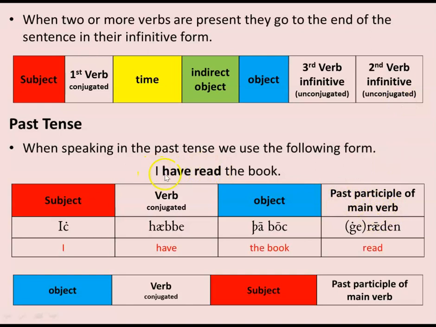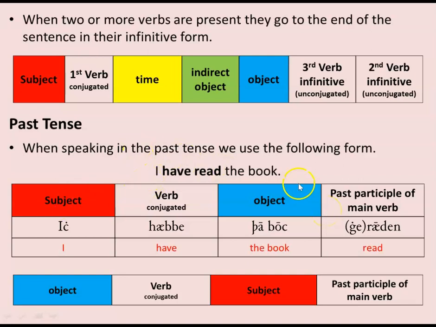Okay, so an example is I have read the book. Have is our first verb in Old English, habe, conjugated. First person present tense, singular, habe. Read then goes to the end in its past participle form, either raden or raden. So ich habe das Buch gelesen. All right. I have read the book.